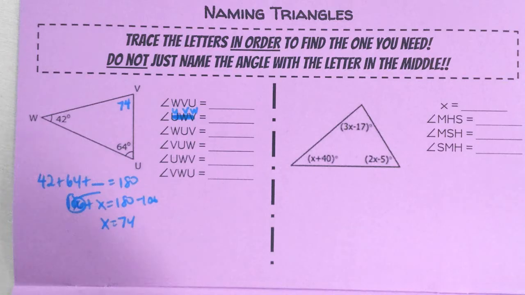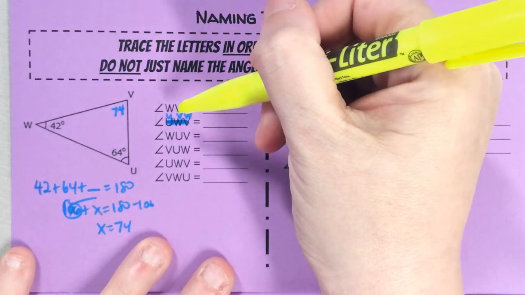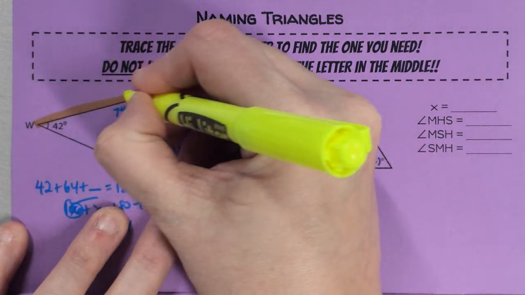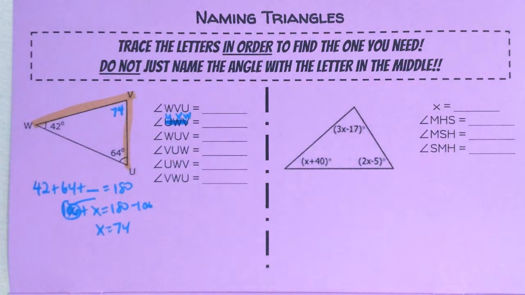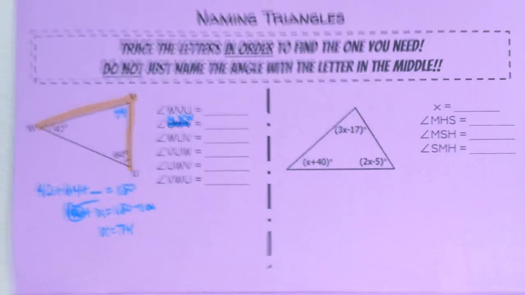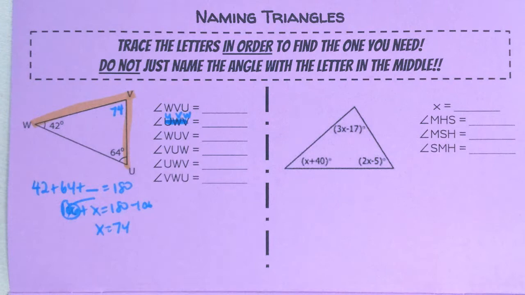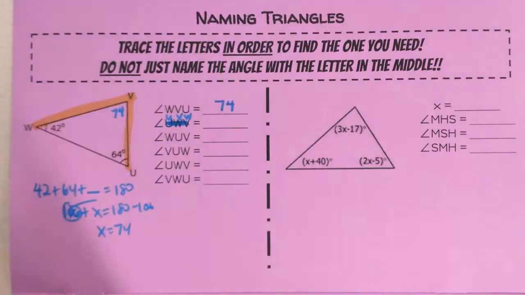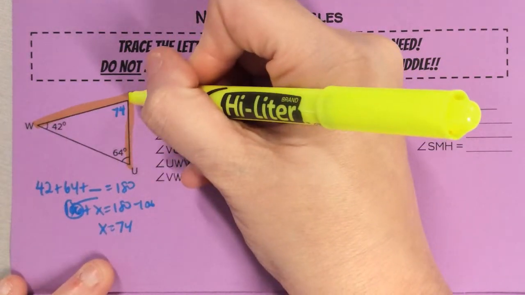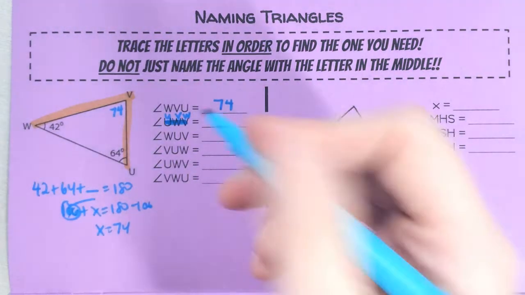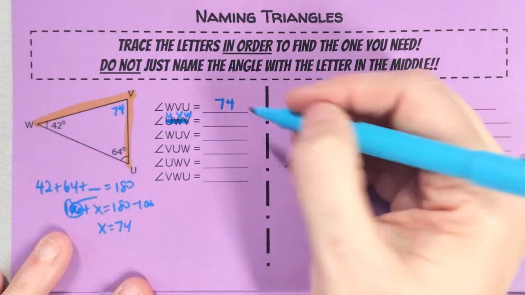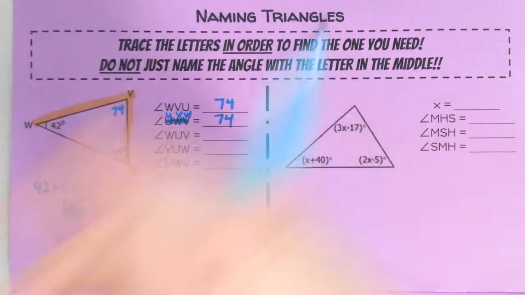But for this, the way I'm going to figure out what angle WVU is, I'm literally going to trace angle WVU. So I go from W to V and back to U again, and that's how I figure out what that angle measurement should be. And what angle do I see right in the middle there? I see 74. Same thing with UVW. That angle could be written two ways depending on which one I start with, but I have to go through V to get there. This one is also 74.